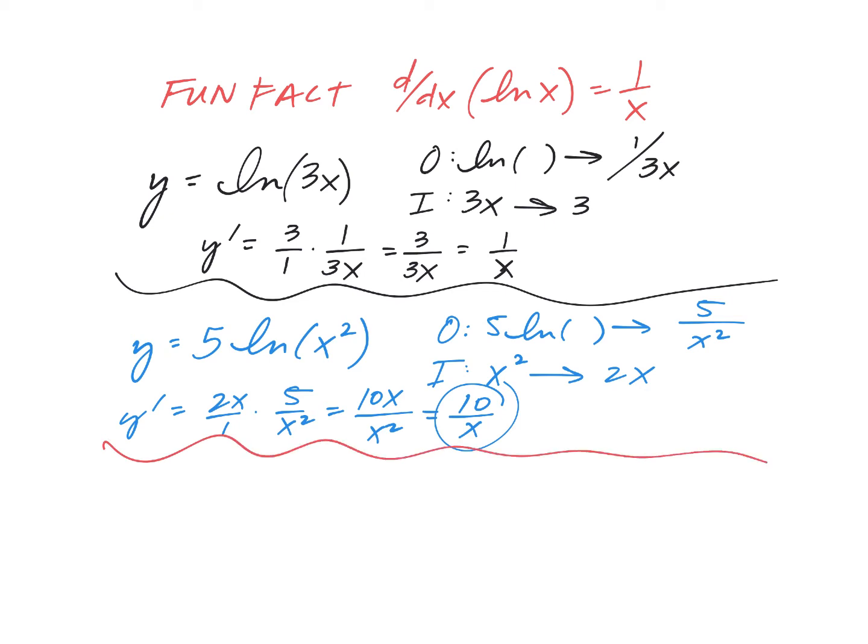Now, finally, let's look at an example that has more than one of these terms. So let's say we have y equals 3 natural log of x to the 4th minus 5 natural log of 2x. Now, there are multiple ways to look at this.